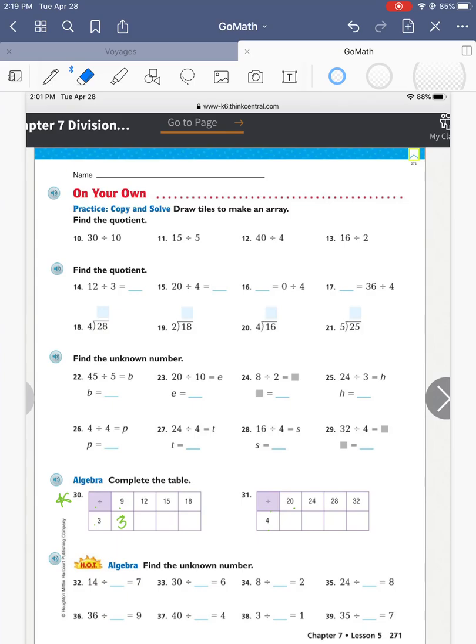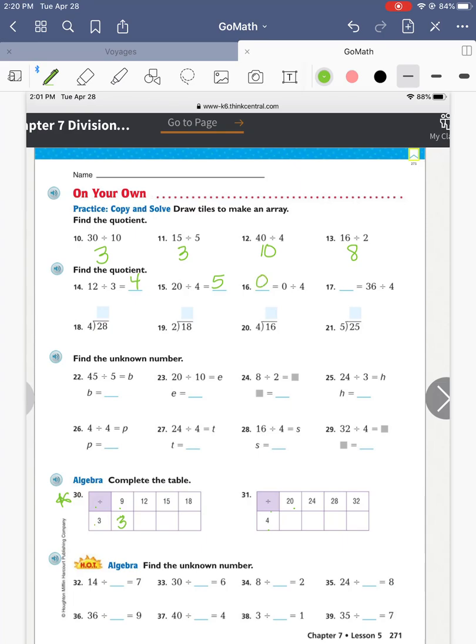All right, so number 10, this is 30 divided by 10. When you divide by 10, you think of how many groups of 10 you have. So if you count by tens, 10, 20, 30, you have 3 groups of 10s. 15 divided by 5 is also 3. 40 divided by 4 is 10, because if I count by tens, I need 4 groups of 10 to get to 40. 16 divided by 2 is 8. 12 divided by 3 is 4. 20 divided by 4 is 5.